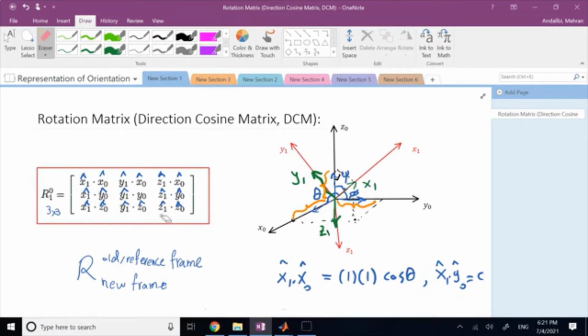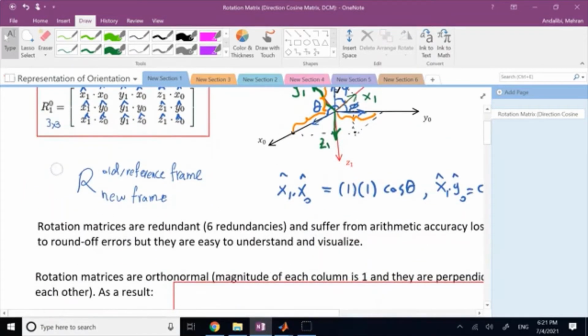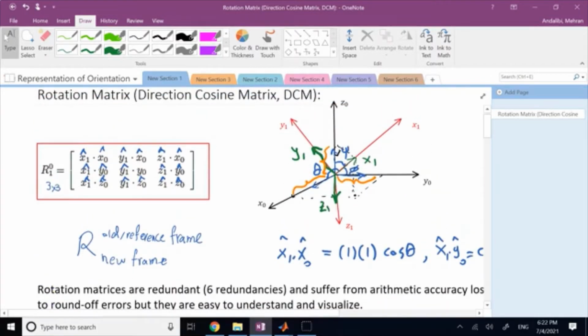Good. Now let's talk about a few other things. One is that rotation matrices are redundant. Why? What's the meaning of that? Well, you know that in general in space, a rigid body has 3 degrees of freedom for rotation. It can rotate in 3 independent ways, right? That's it. So ideally, you only need 3 parameters to define the 3 rotations that the rigid body can have, right?